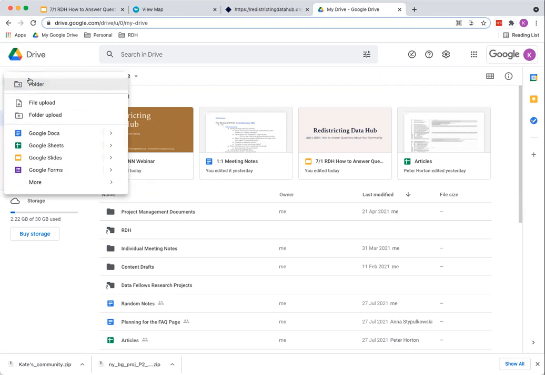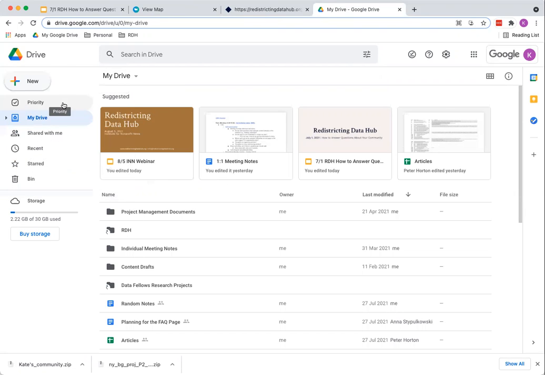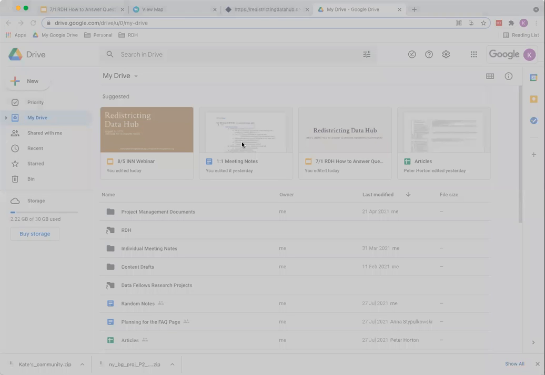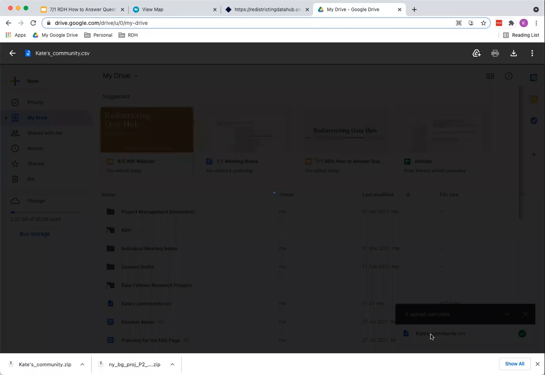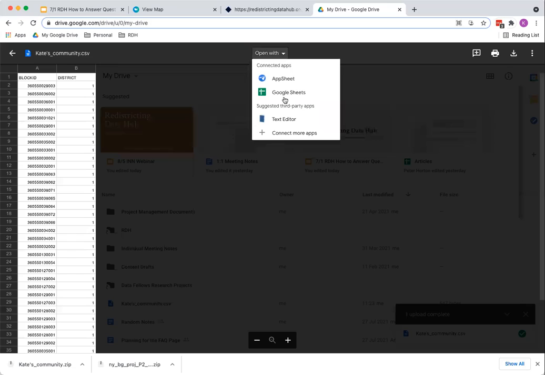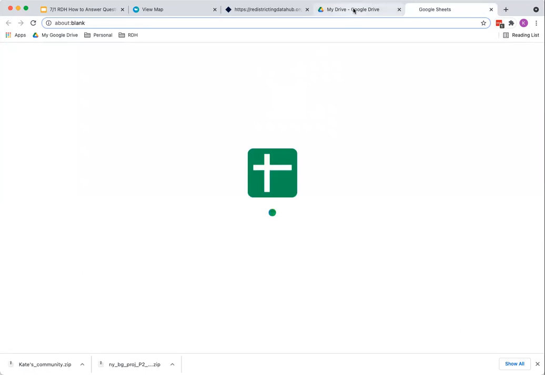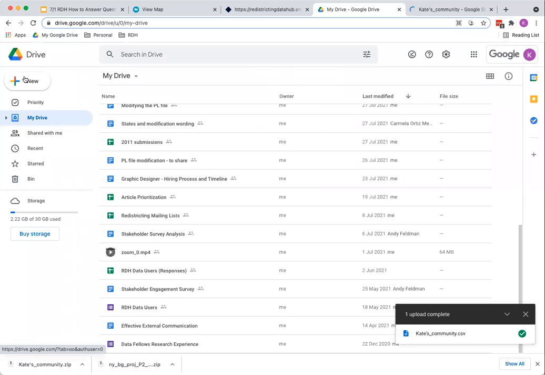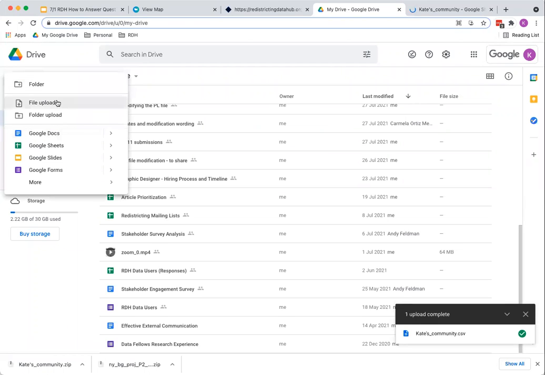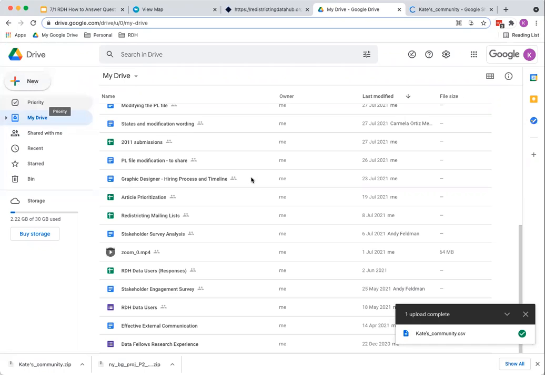So I am going to first upload the 2 files that I have downloaded. So I'm going to upload my Representable map, Kate's community. Once it uploads, I am also going to open it with Google Spreadsheets. Then I am going to repeat this process for the population projections that I have downloaded.